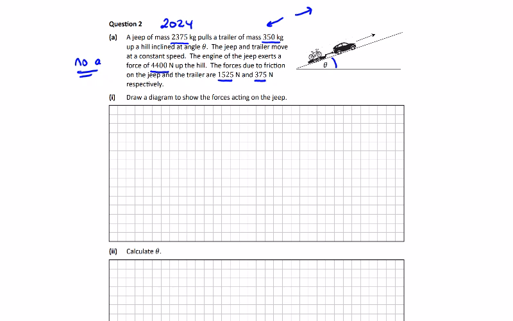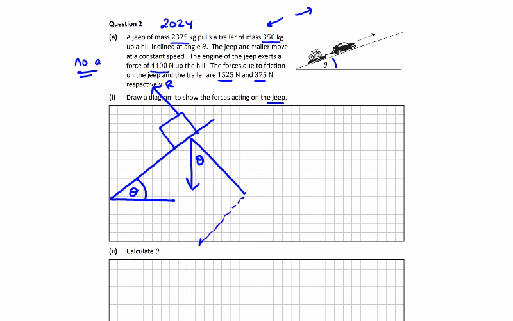We're asked to draw a diagram showing the forces on the Jeep. What's happening with the Jeep? We have an angle theta. Let's say our Jeep is here. We have our reaction going in this direction. We have theta inside. We have mg. We have mg sine theta. And we have mg cos theta.